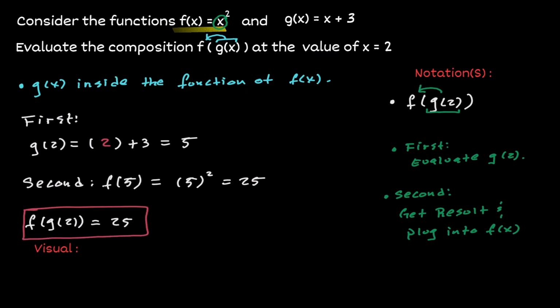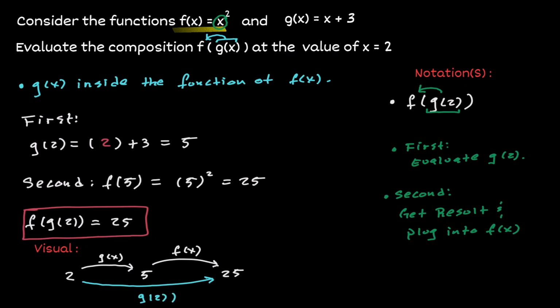If we want to visualize what just happened here, we started with the value of 2. And then we plug it in into the function g of x. And when we did that, we obtained a value of 5. And then this value of 5, we plug it in into the function f of x. And the result was 25. And what we have done here is a composition of g of 2 evaluated inside of f. Let's take a look at one more example.